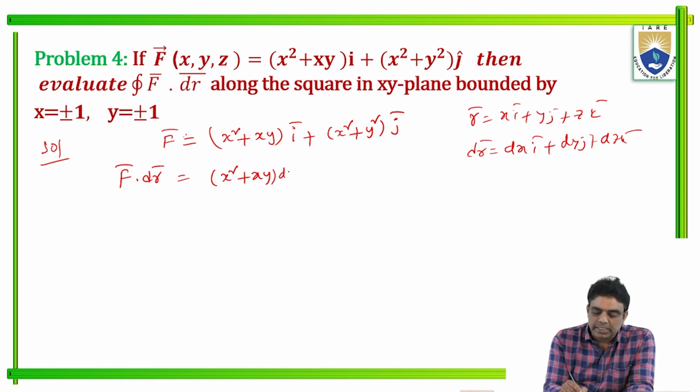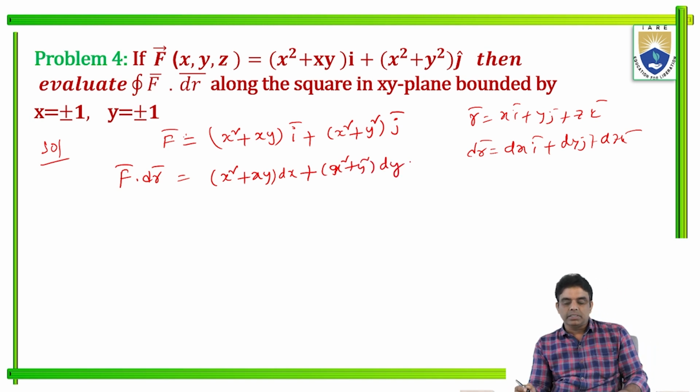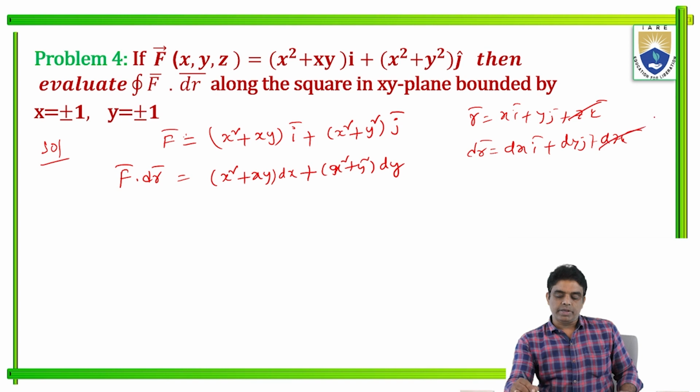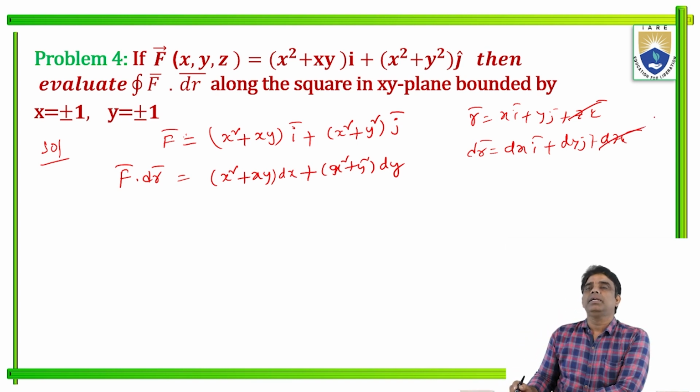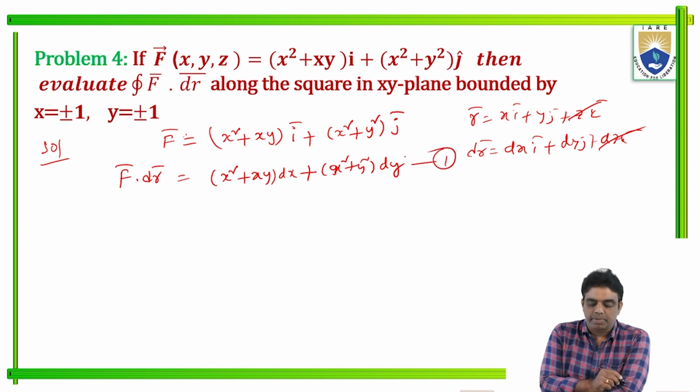So I'm doing this: x square plus xy dx plus x square plus y square into dy. There is no z term because the curve is defined in the xy plane. So there is only x i bar plus y j bar and dx i bar plus dy j bar. The product will be like this. This is f bar dot dr bar.